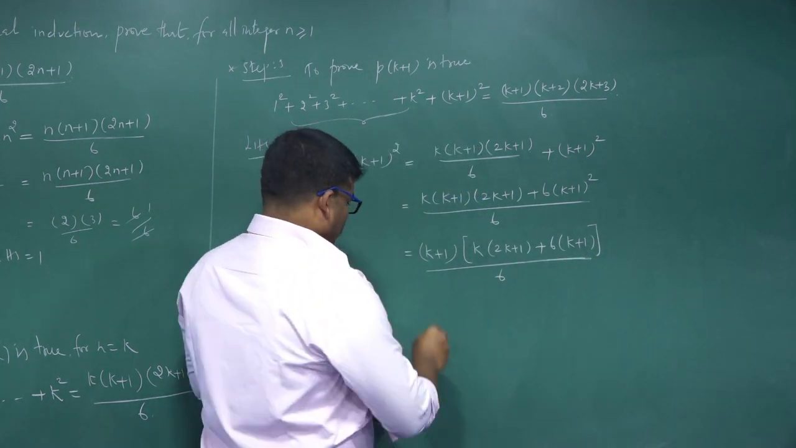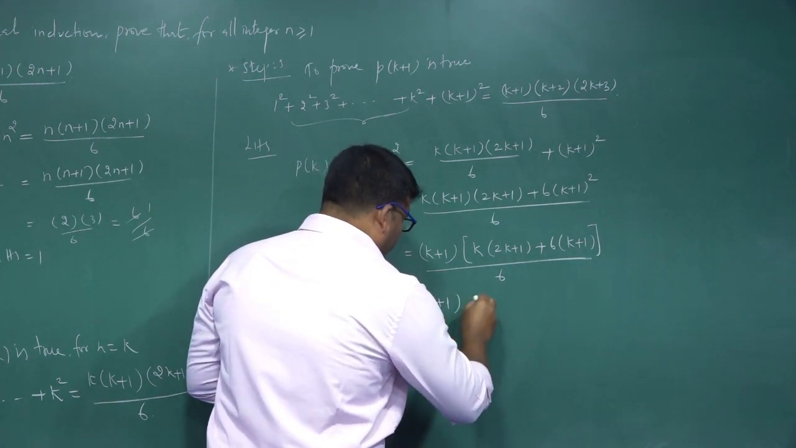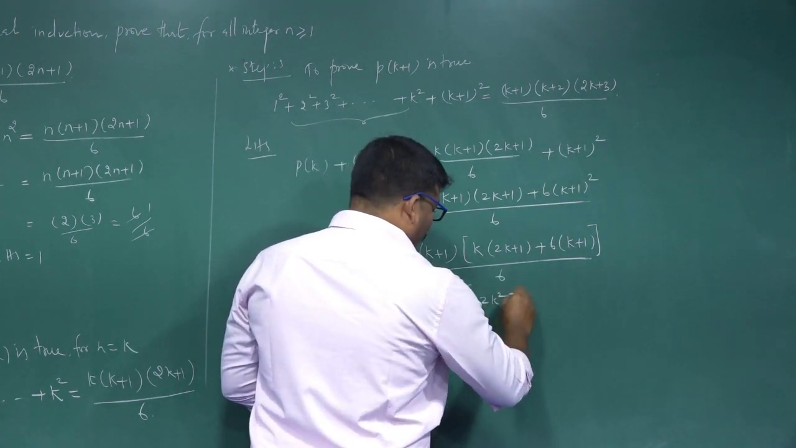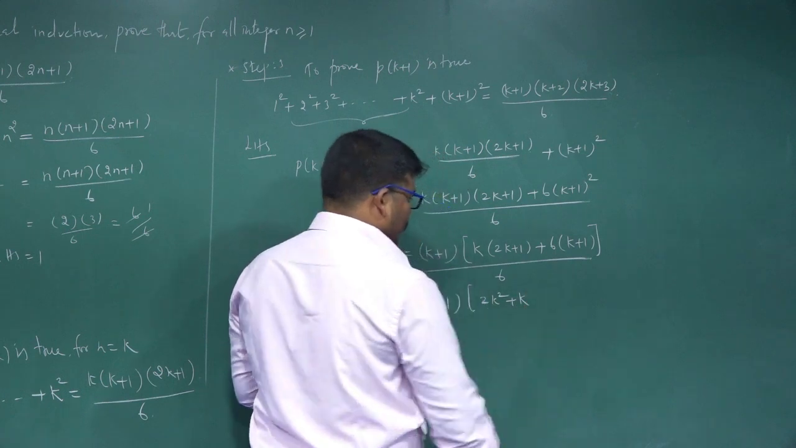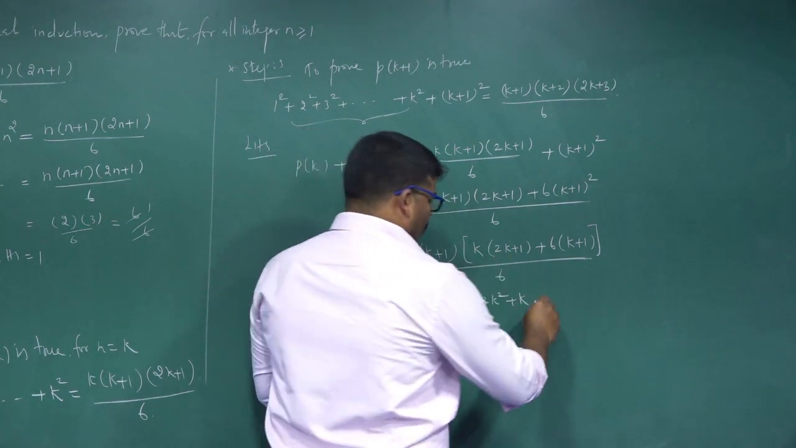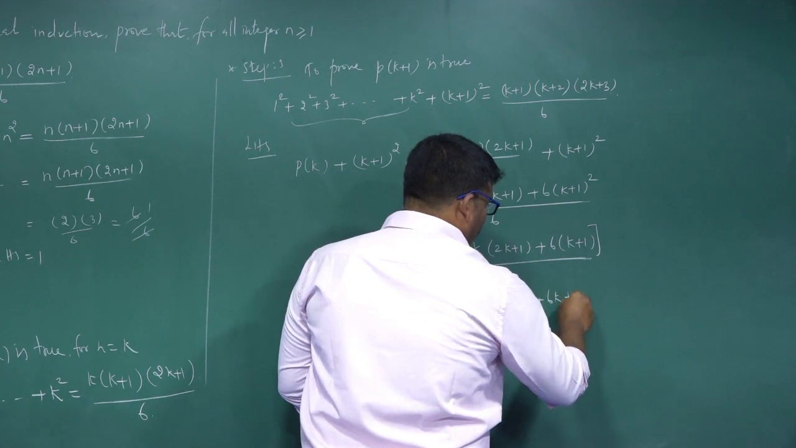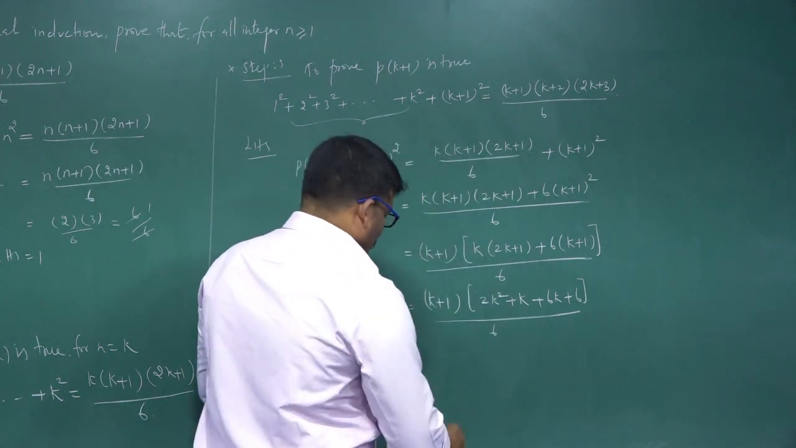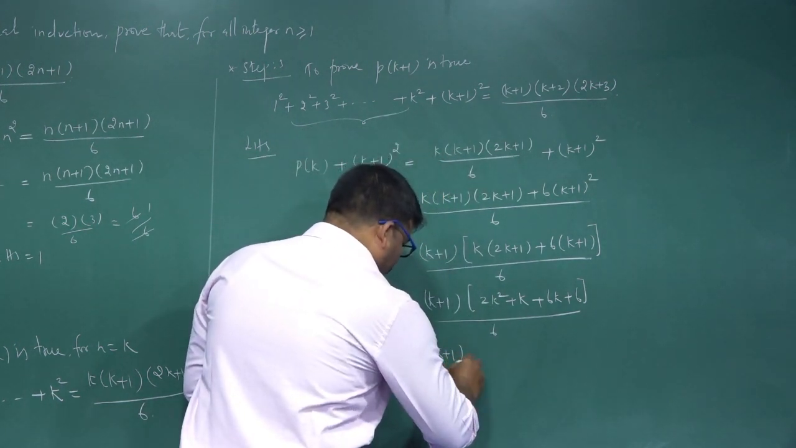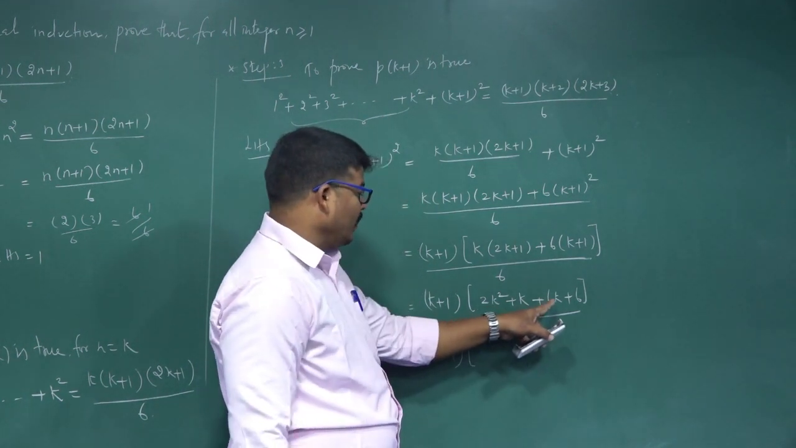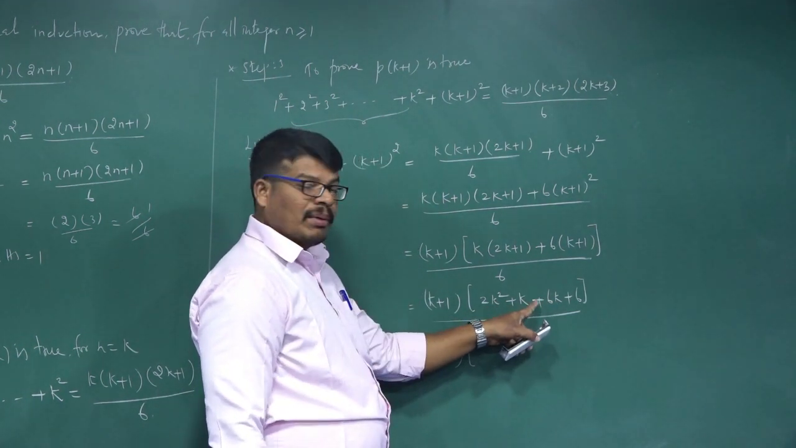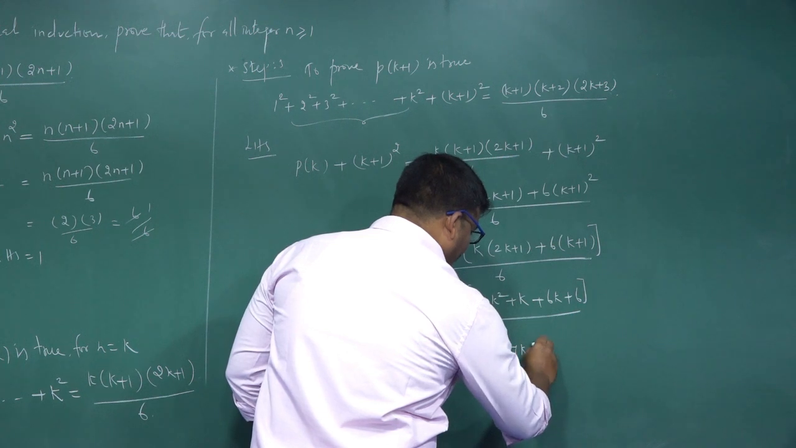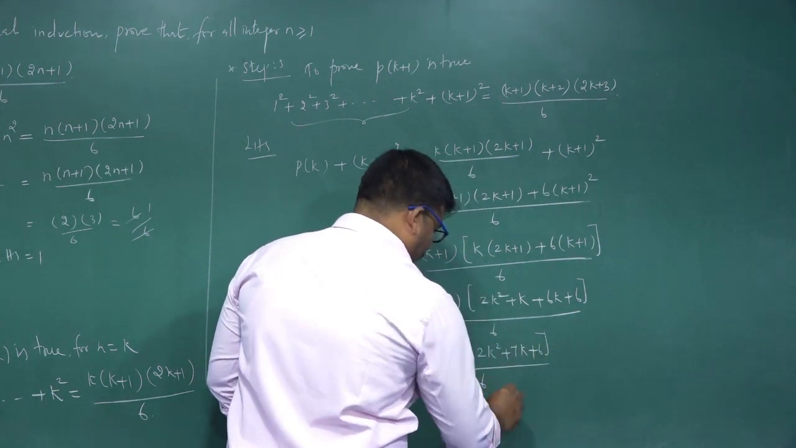That is equal to (k plus 1) into: multiply k into 2k is 2k square, plus k; 2k square plus 1 into k is k, plus 6 into k is 6k, plus 6 into 1 is 6, divided by 6. That is equal to (k plus 1) into 2k square plus 6k plus k is 7k, so 2k square plus 7k plus 6, divided by 6.